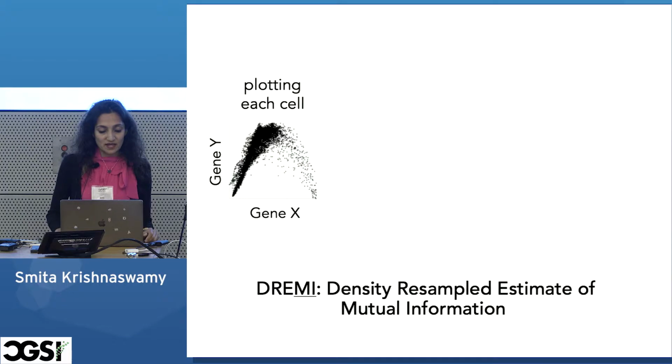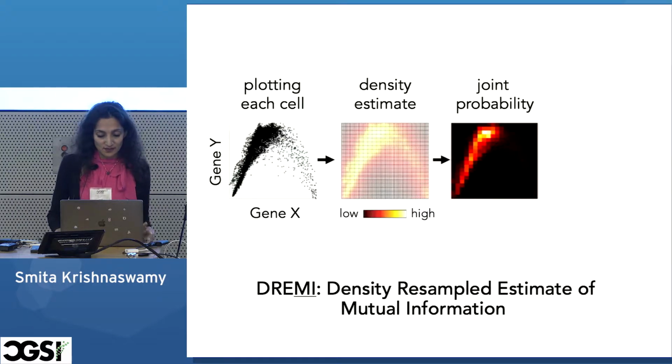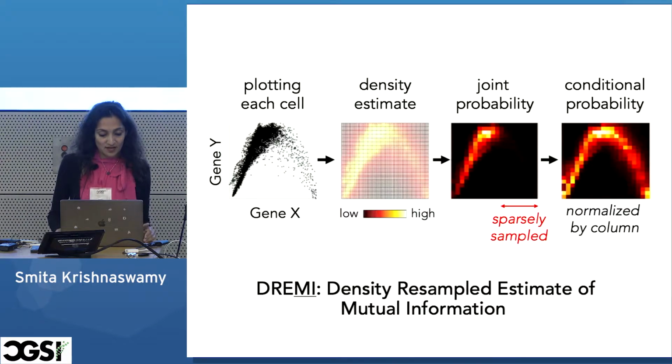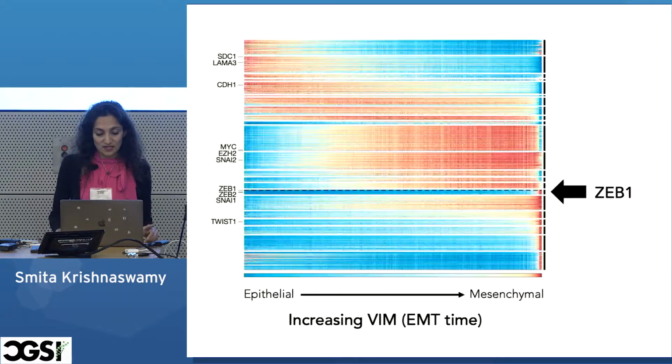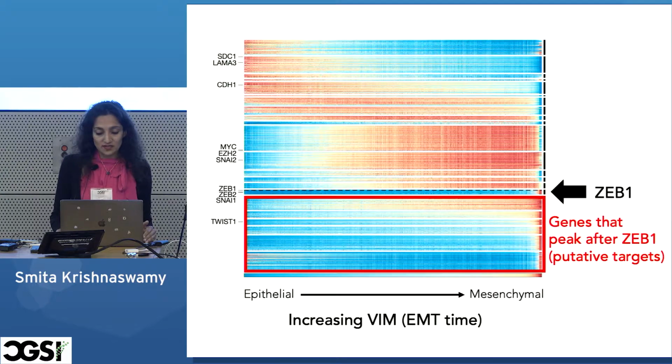So we use an information theoretic metric that I developed back as a postdoc, which is a density resampled estimate of mutual information, because this data tends to be very highly bias sampled. So we basically renormalize the data and then compute the mutual information. And when we did that, we looked at a transcription factor called ZEB, which is known to be involved in EMT. We can tell that there are some genes that increase after it. So there's a source-target type relationship. And then after MAGIC, we compute the DREMI metric.